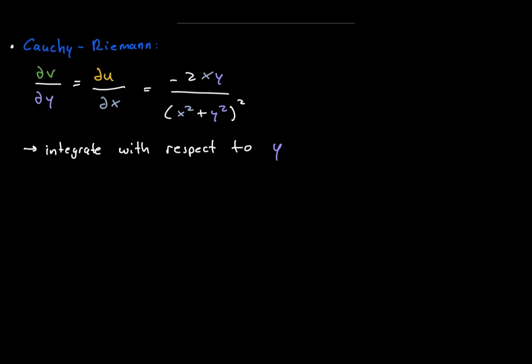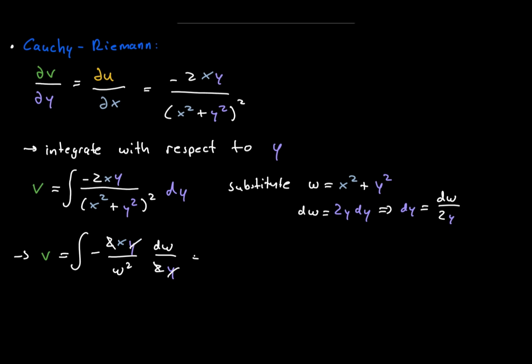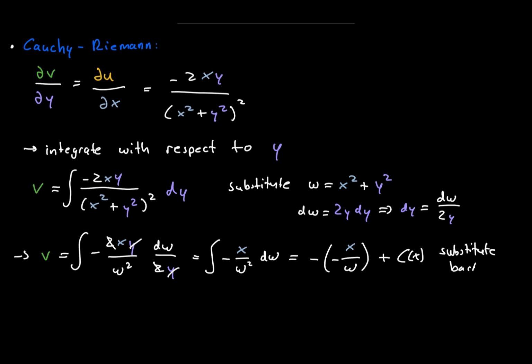So v of x, y equals the integral of minus 2xy over x squared plus y squared, all squared, with respect to y. To make this easier, we substitute w equals x squared plus y squared. Then dw equals 2y dy. So the integral becomes the integral of minus x over w squared dw. Integrating gives v of x, y equals x over x squared plus y squared plus c of x.